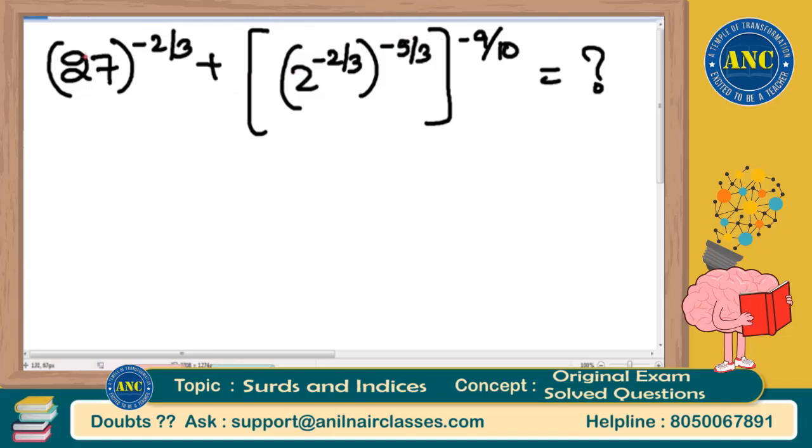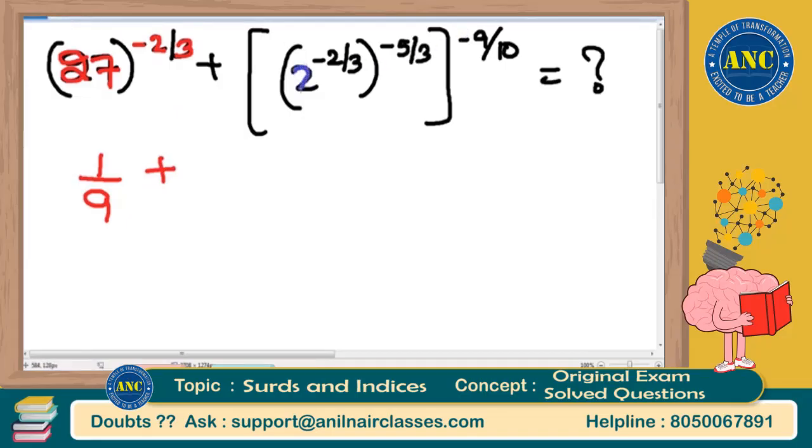Very easy. 27 is 3 power 3. 3 power 3 whole power minus 2 by 3. 3 and 1 by 3 cancels. You are left with 3 power minus 2. 3 power minus 2 is 1 by 3 square, 1 by 9. Directly write it. Don't write step by step and waste your time.